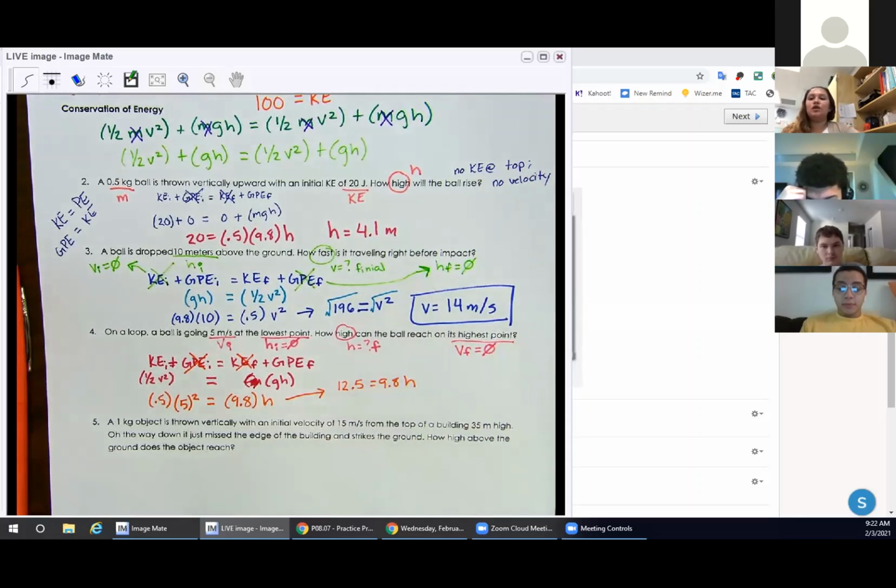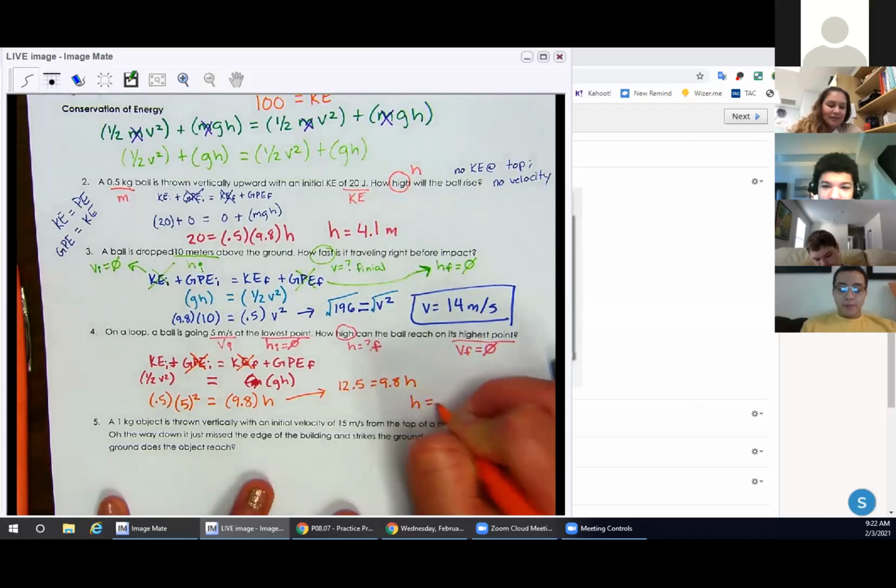So you should get 12.5 equals 9.8H. What do you do next? Divide. Divide 9.8 by 12.5. I mean, 12.5 divided by 9.8. I said that wrong too. Me too, sorry, I messed you up.